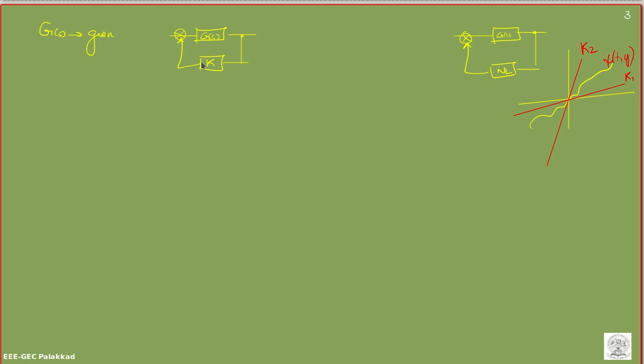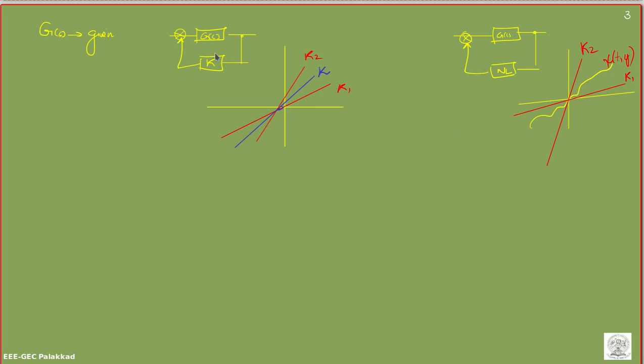Now suppose I have some K lying between K1 and K2. Let me draw K1 and K2 here, the same K1 and K2, and this is the K that I have drawn here for the linear case. This K lies between K1 and K2.